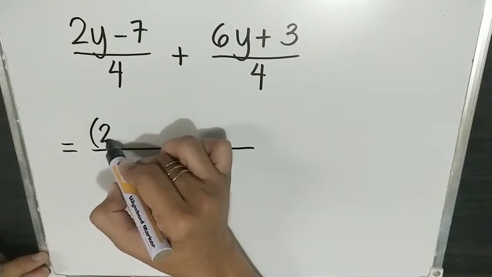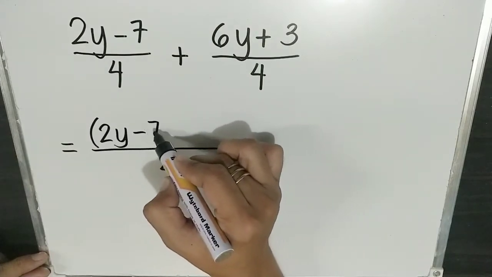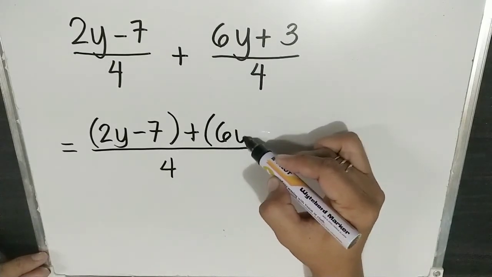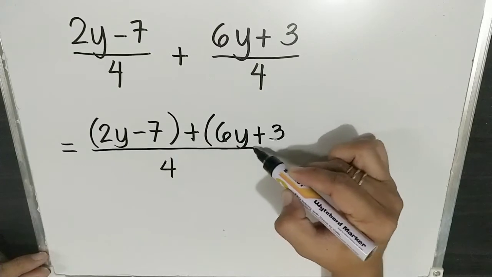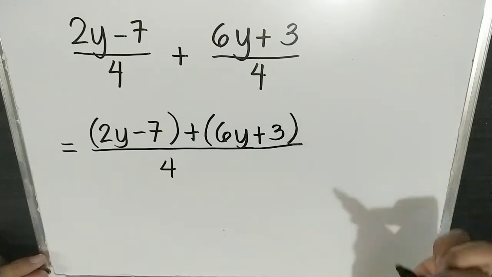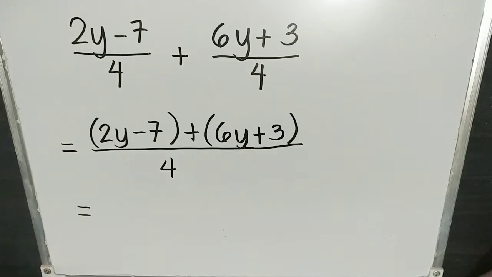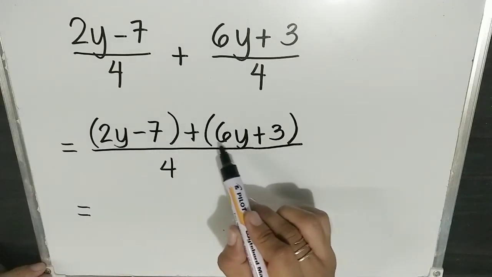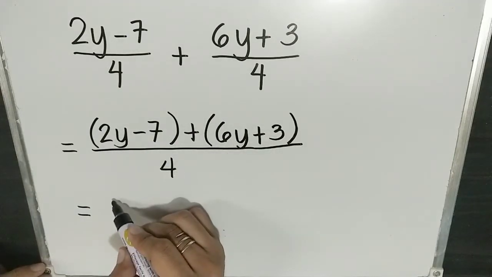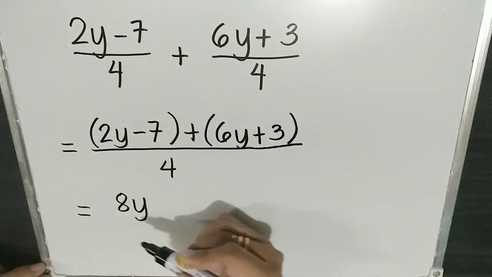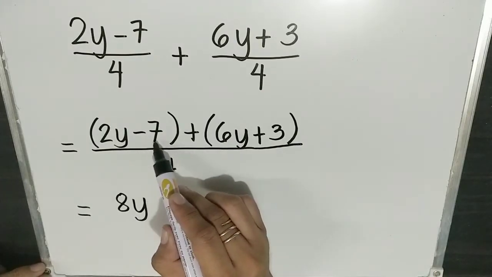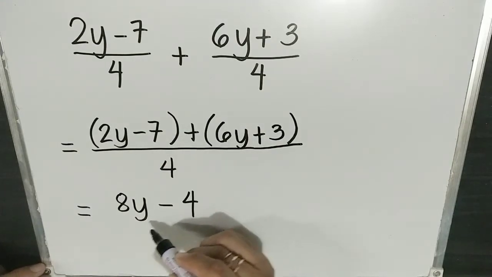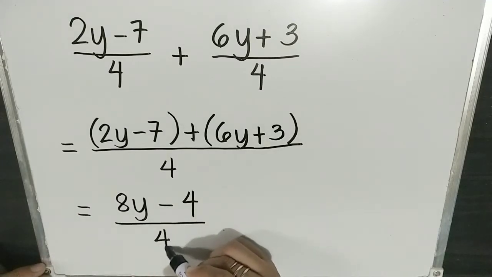So we have to add 2y minus 7 plus 6y plus 3. All right, and then we have to combine like terms. We have 2y plus 6y, that is 8y. Then negative 7 plus positive 3, that is negative 4, all over 4.